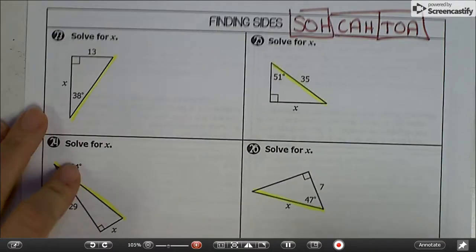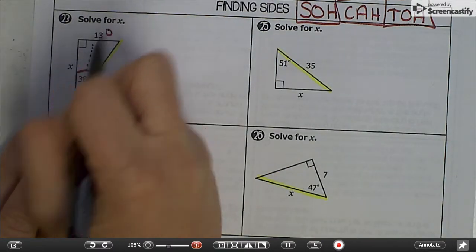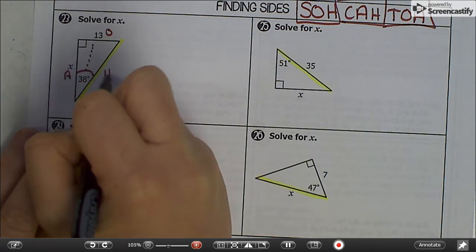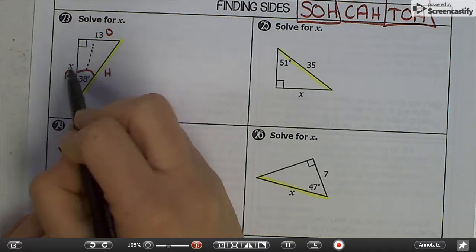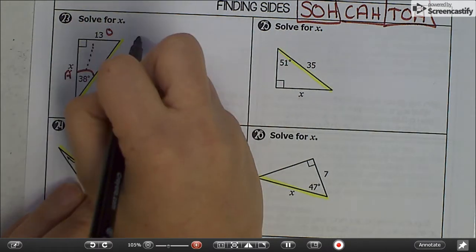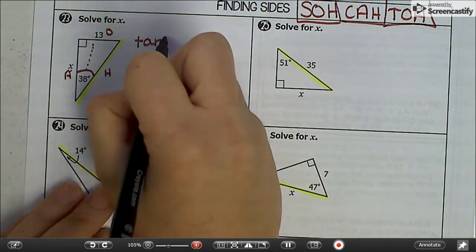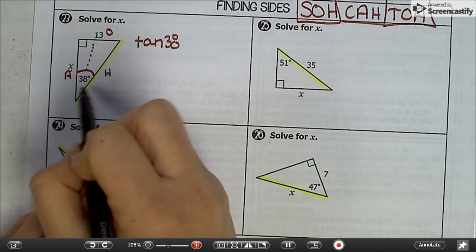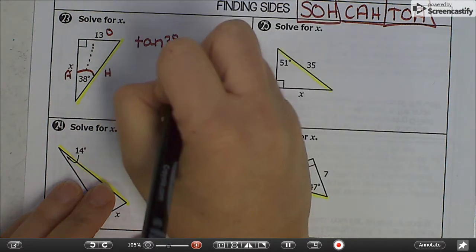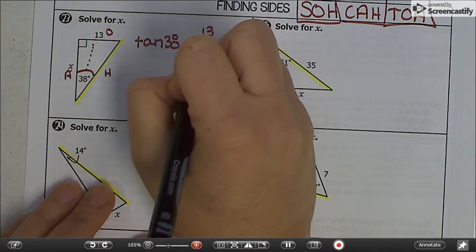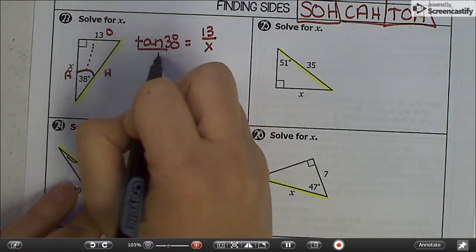All right, so for the first one, here's our angle. We have our opposite, our adjacent, and obviously our hypotenuse we have highlighted. Since our actual labels are on opposite and adjacent, we're going to use tangent because tangent is opposite and adjacent. Tangent 38, not an x there this time because the thing next to the trig function is the angle, it's not the side, equals opposite over adjacent.